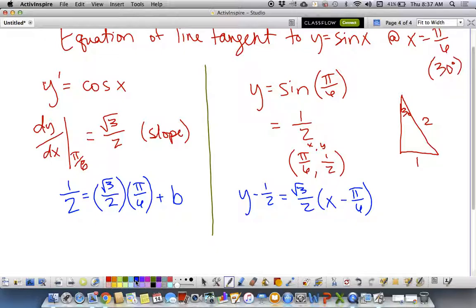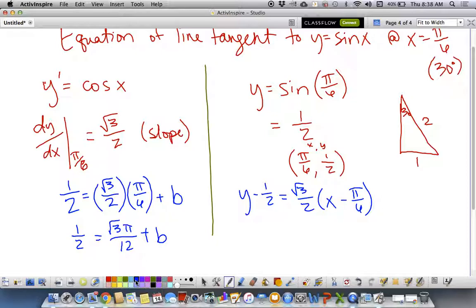Well, you have to simplify, you have to multiply. So what do you get when you multiply the square root of 3 over 2 by pi over 6? Square root of 3 pi over 12. Wow, she can multiply fractions.